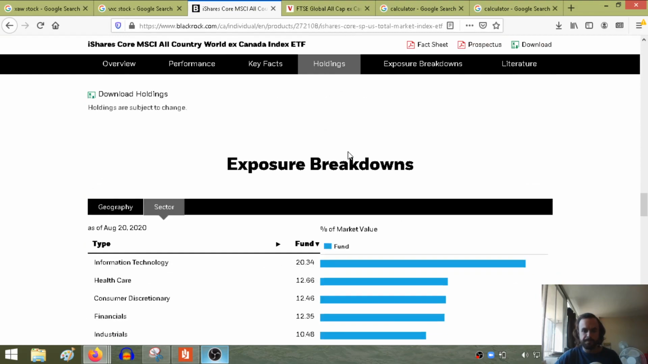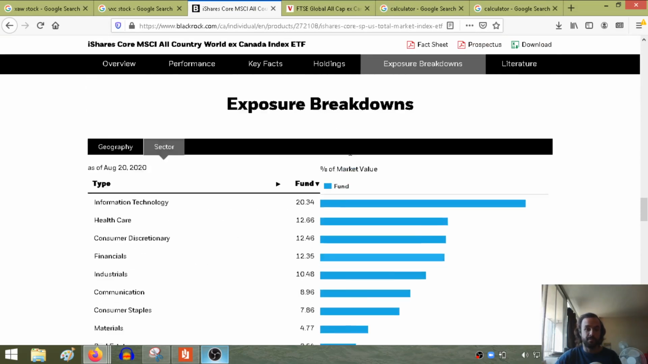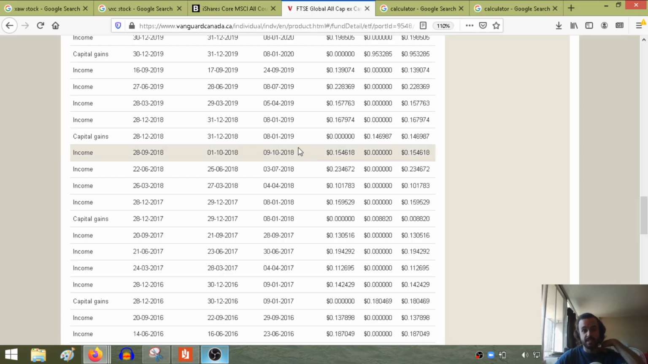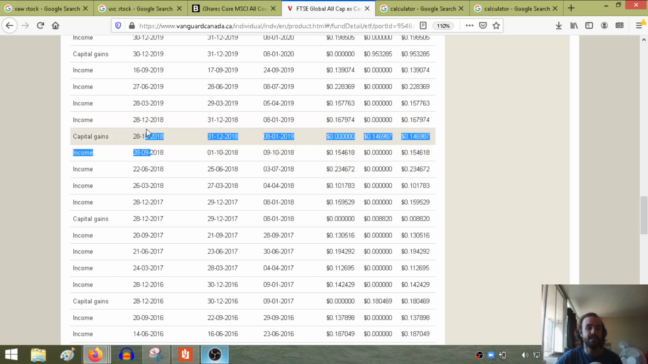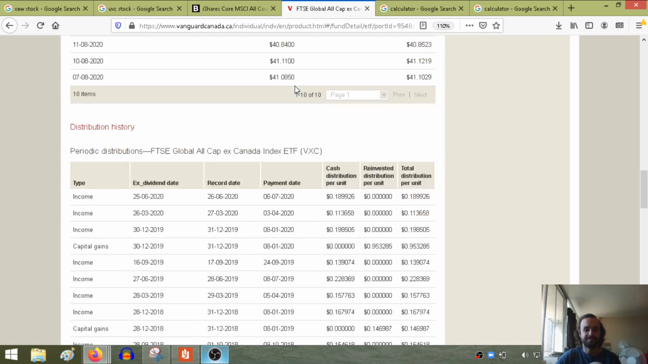Although the user experience on BlackRock is a lot better, and Vanguard looks like it was made in 1986, you do get a lot of the information that you're looking for from Vanguard. But you can see here there's a consistent history of paying the dividends every 3 months.